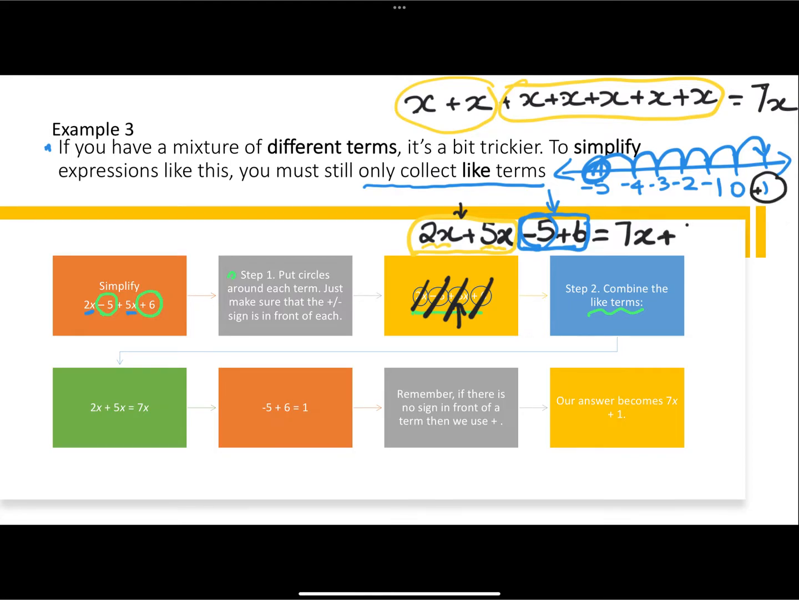So I put plus 1. So let's have a look down here at the components that are here. If I look at this box, I can see that we have 2x plus 5 equals 7x. That's the same as what we've got here. And in the second part, we have negative 5 plus 6 equals 1. And that's what we calculated there. Remember, if there is no sign in front of the term, then we use a positive or a plus. So our final answer becomes 7x plus 1. Yay for us.